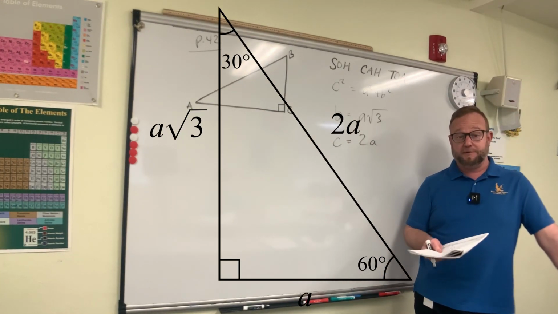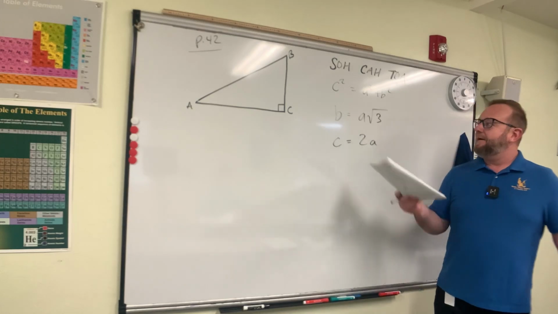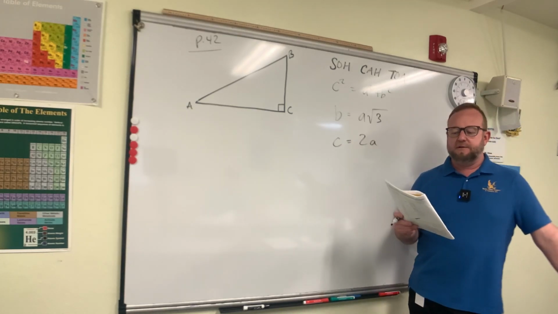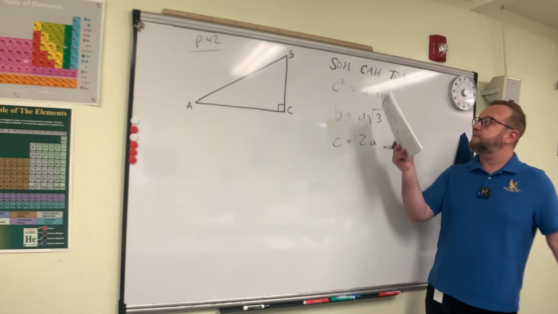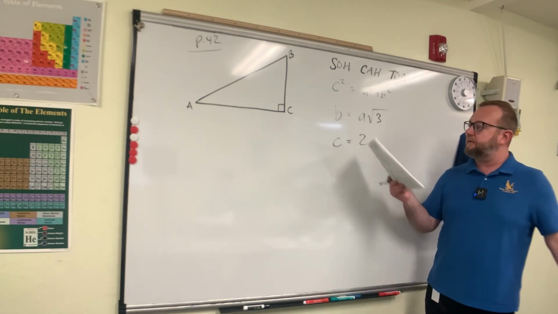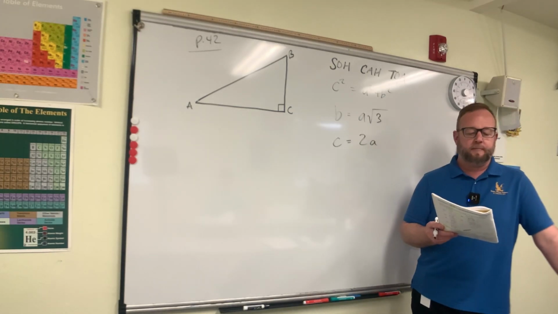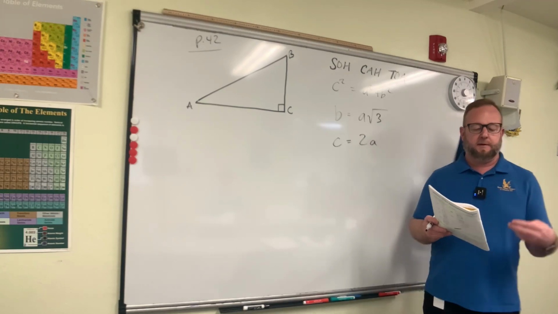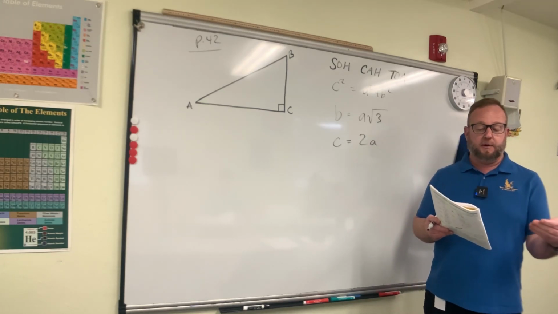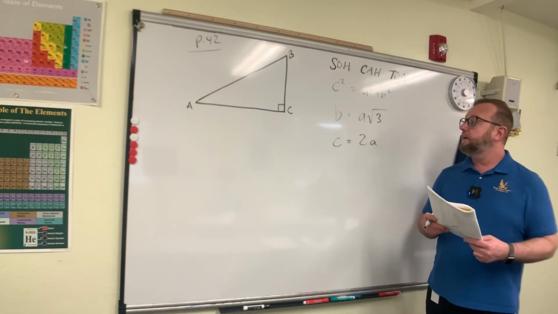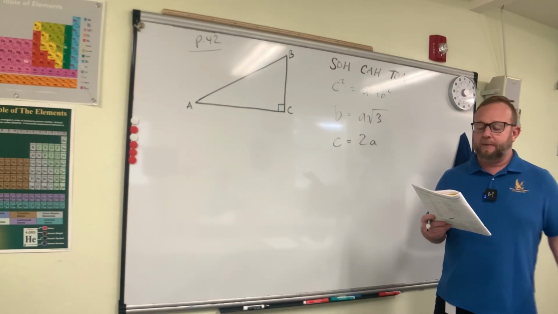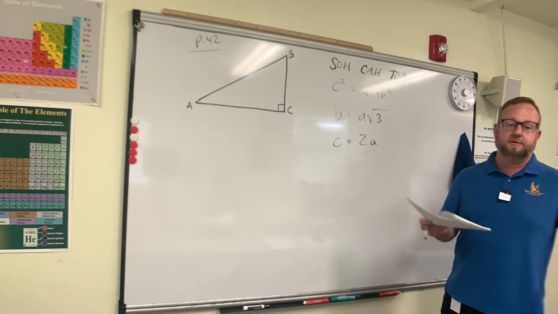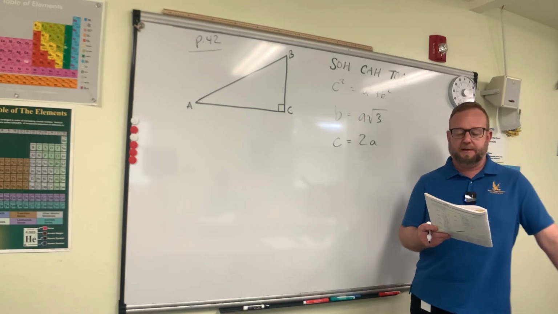Those coming back to you? This is what you would use to solve for 30-60 right triangles. Now, you don't have to use the Pythagorean theorem for these. You have these shortcuts. So if you're given A, for example, and you need to find B and C, one step at a time. If you're given A, that's simple. If you're given something else, you may have to do a couple steps extra to get your result.